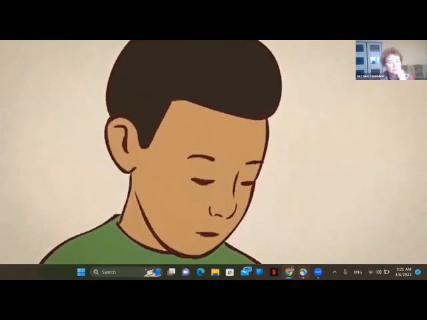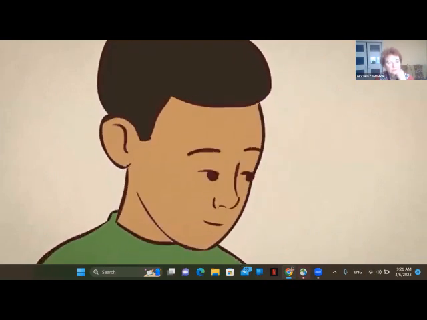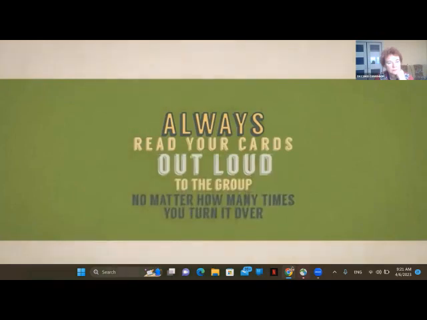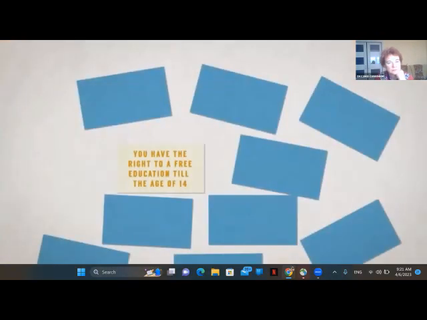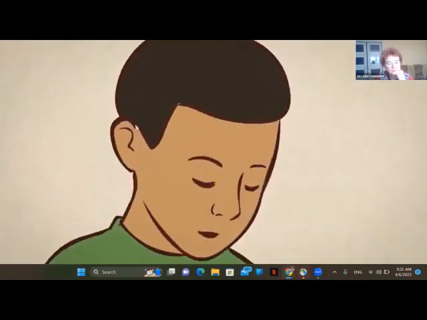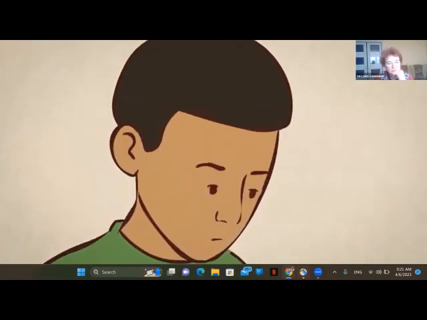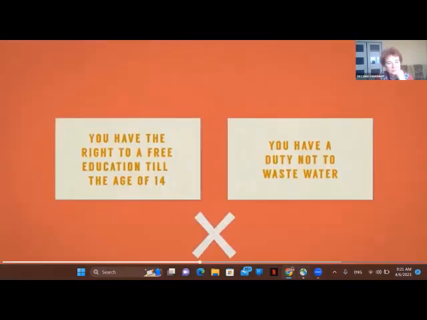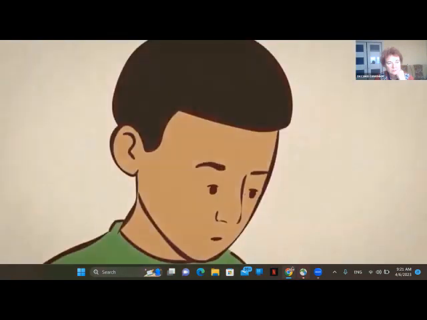You have the right to a free education until the age of 14. Now the same player turns over a second card without moving it. You have a duty not to waste water. If the 2 cards don't make a pair, the player turns them back over, remembering to leave them exactly where they were.